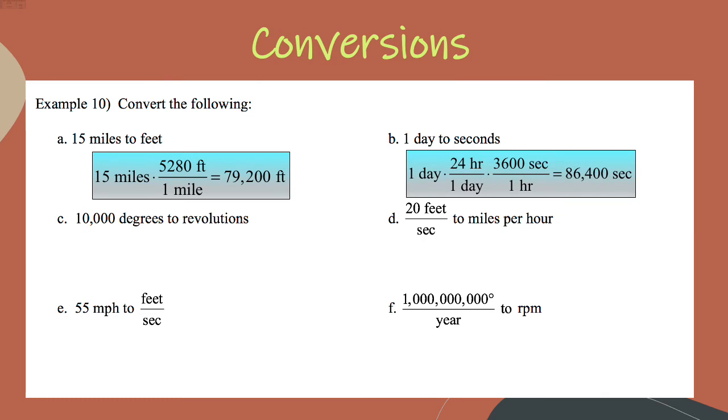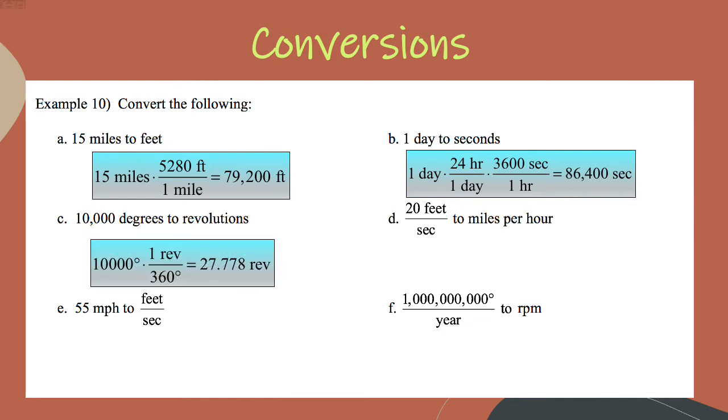Changing 1 day to seconds is working with time. So we multiply 1 day by 24 hours over 1 day, and then multiply that by 3,600 seconds over 1 hour. The days cancel, the hours cancel, and we're left with seconds. And so the answer is 86,400 seconds in a day.